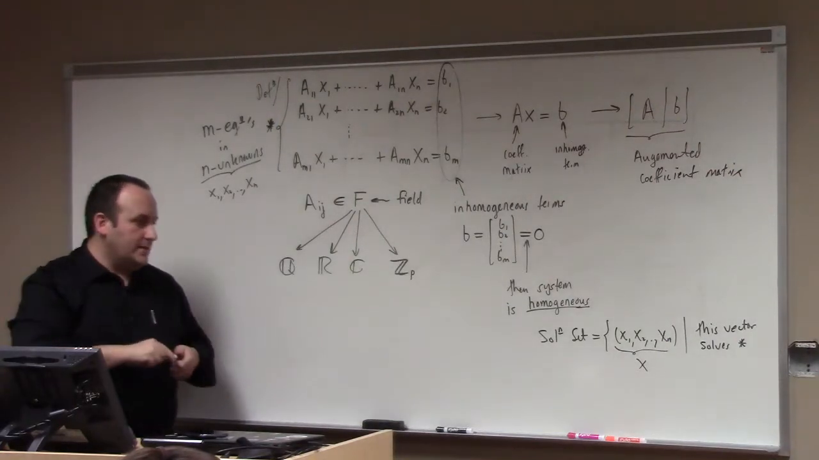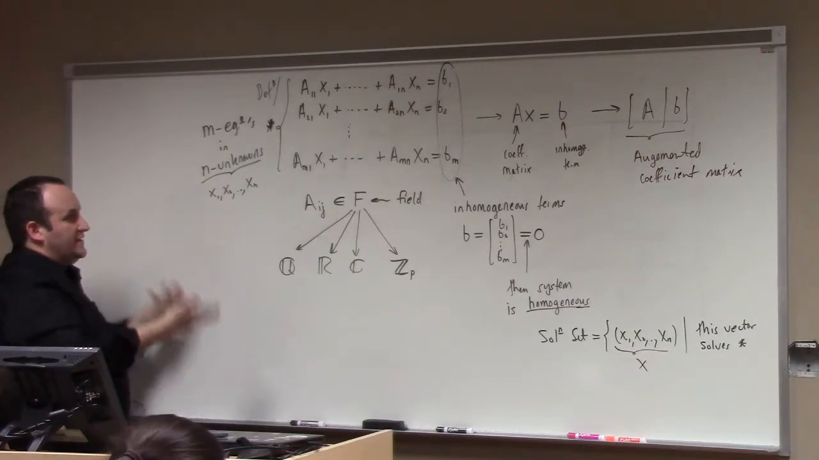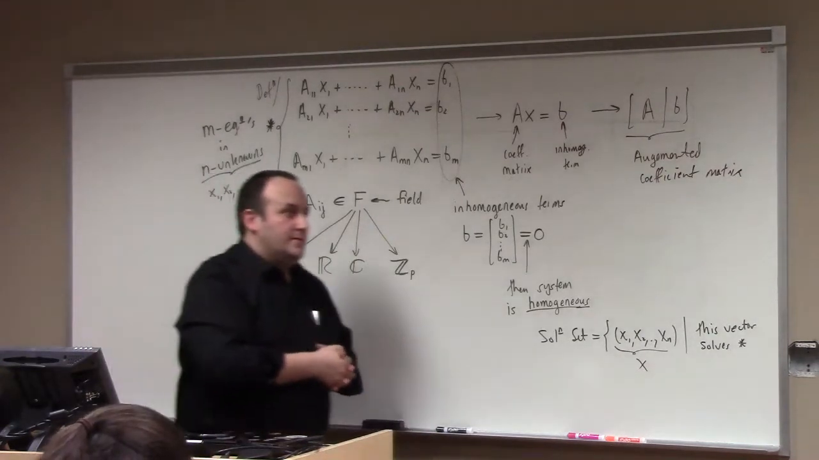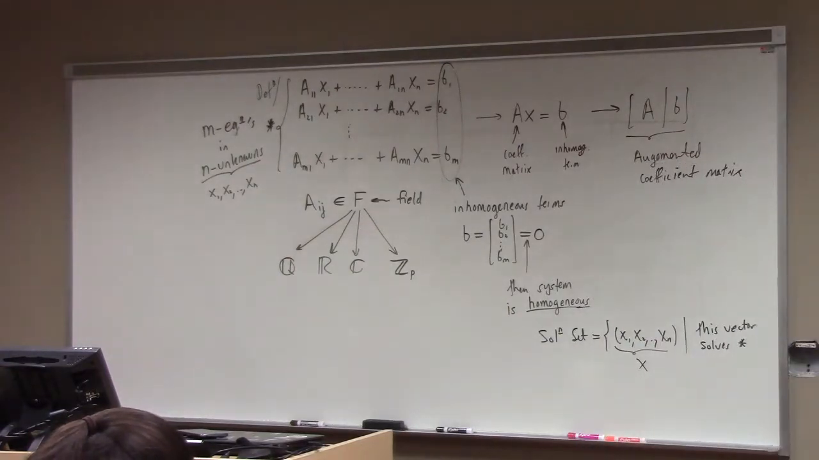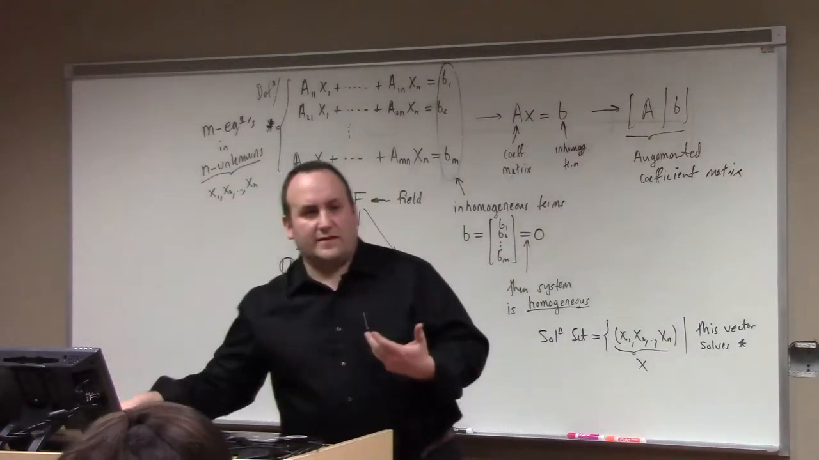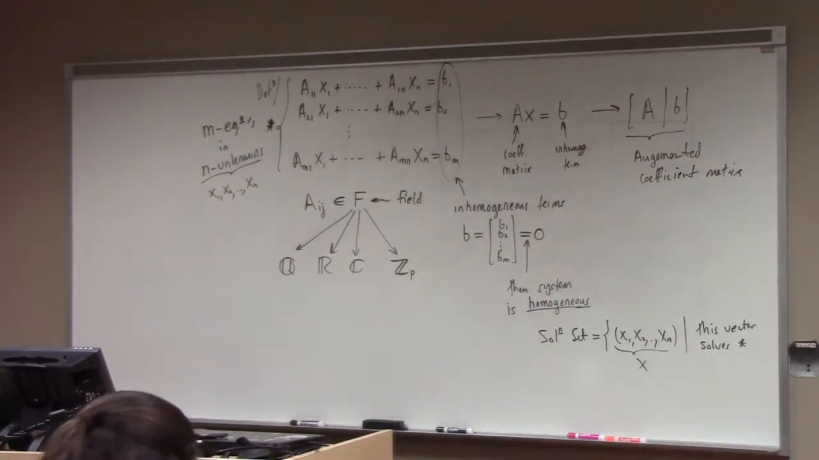So let's think about this. We have this system of linear equations. What things can we do to this system of linear equations that don't change the system? And when I say don't change the system, I mean they don't change the solution set. Gaussian elimination, yes, that's the ultimate answer. But let me just take a step back here.